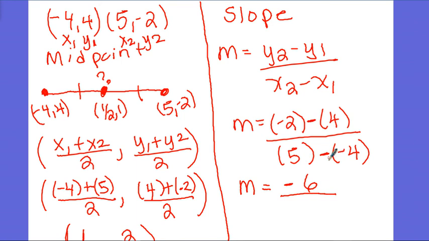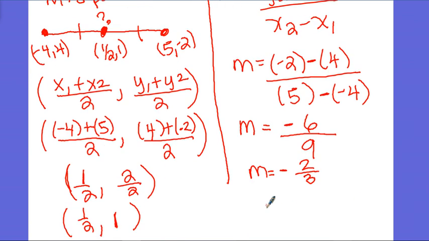And 5 minus -4 becomes plus, so you get 9. So m equals negative, and this fraction can be reduced. If you're struggling with the reduction of fractions, then use your calculator and put y equals. But what I know is I can divide both of these by 3, so I get 2 over 3. And that means my slope is negative in this case. And that line is going to fall from left to right.